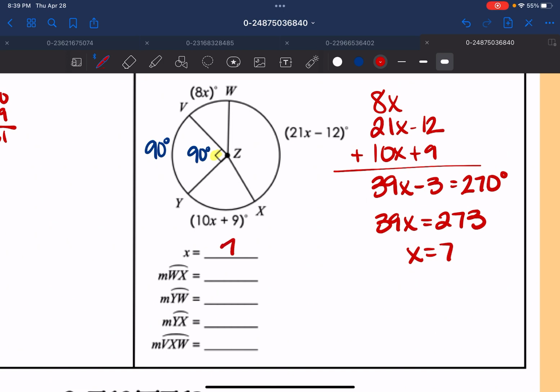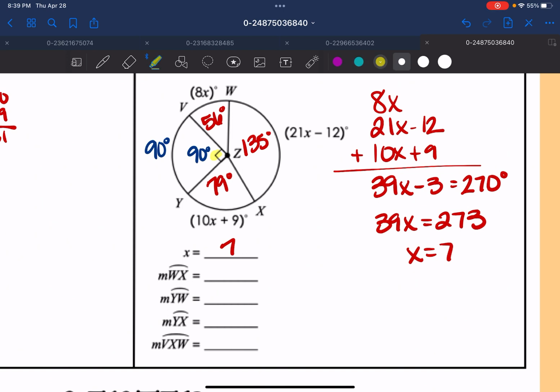Okay, so now we can focus on our picture again, but we need to take that 7 and plug it in so that we know exactly what our angles and arcs are. So if I start at the top here, 8 times 7 gives me 56. 21x, so 21 times 7 minus 12 gives me 135. 10 times 7 plus 9 gives me 79. And again, if you want to check and add those 4 numbers together, you should get 360 degrees.